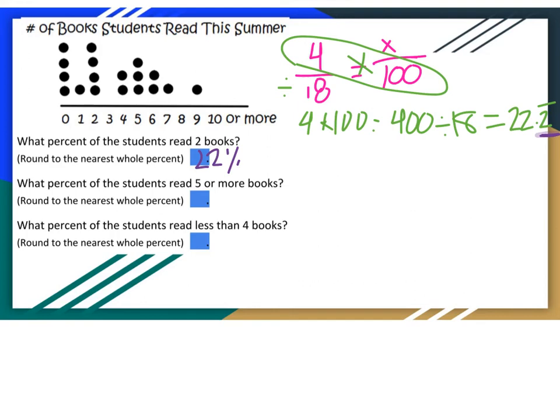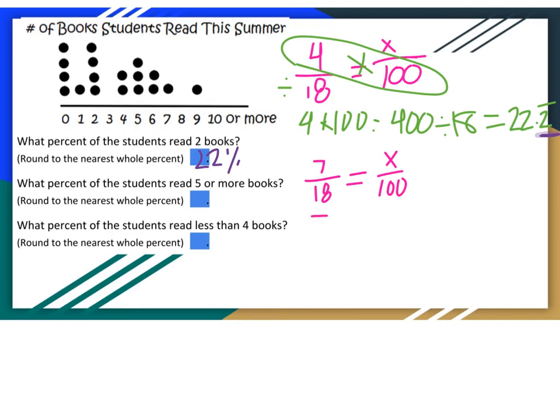Okay, let's look at the next one. What percent of students read 5 or more books? So 5, 6, 7, 8, 9, right? It does include 5 this time, 5 or more. So I can see 1, 2, 3, 4, 5, 6, 7 dots out of the 18. And we're going to set it up again like a proportion equals x over 100. Go ahead and do your cross multiply and divide, and let's see what you get.